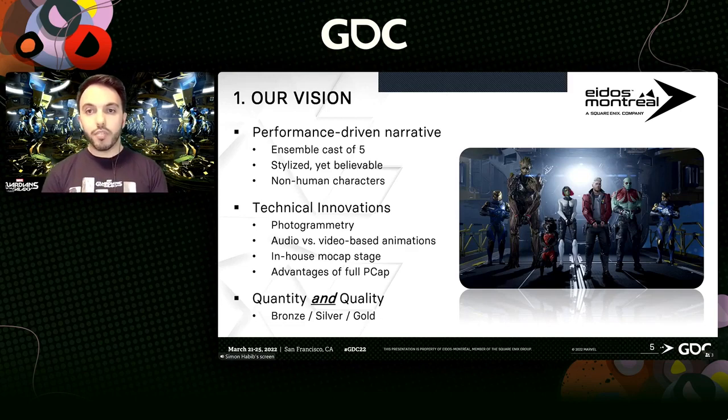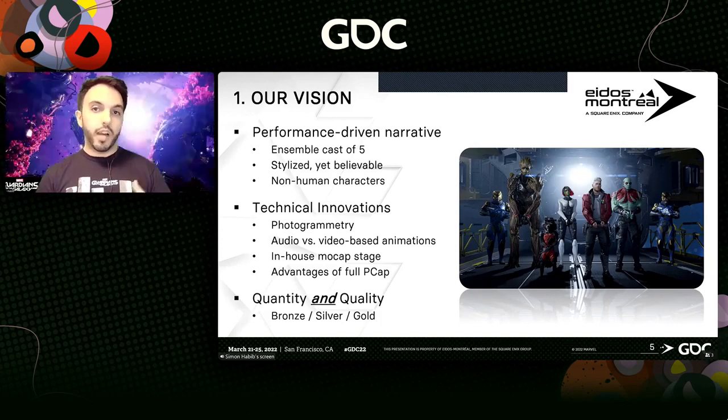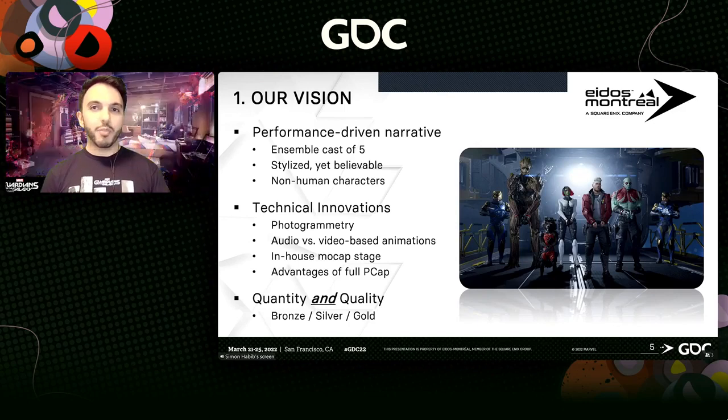In video games, we often hear that we have to either choose quantity or quality, meaning we either have lots of animations or fewer at a much higher quality. On this project, we tried to prove that it would be possible to offer quantity and quality by having multiple tiers of quality of facial animation.